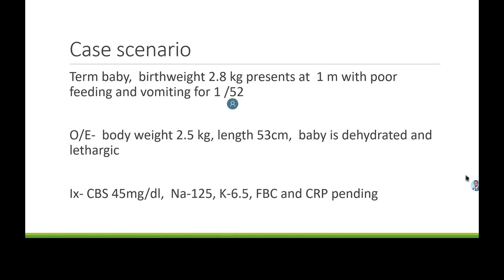So term baby, birth weight 2.8, presenting at 1 month with poor feeding and vomiting for 1 week duration, progressively worsening, and the baby's weight is now 2.5 kilograms, length is 53, baby is dehydrated and lethargic. You have a slightly low blood sugar level, low sodium, high potassium, and the basic other investigations are pending.